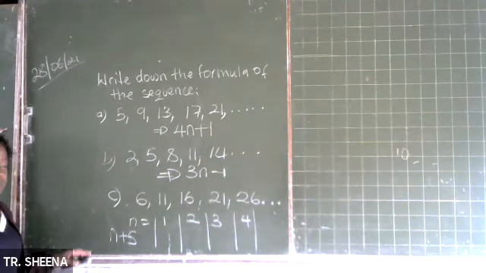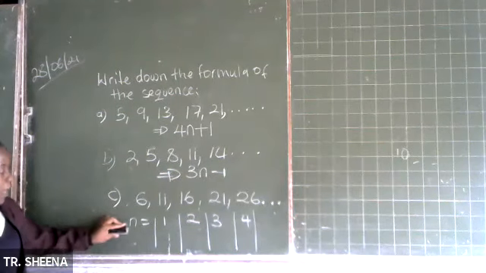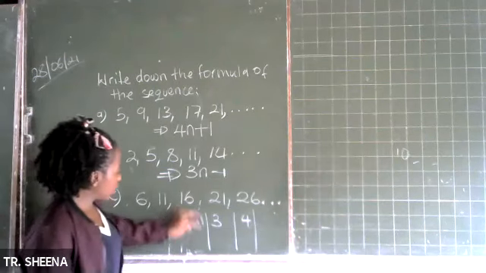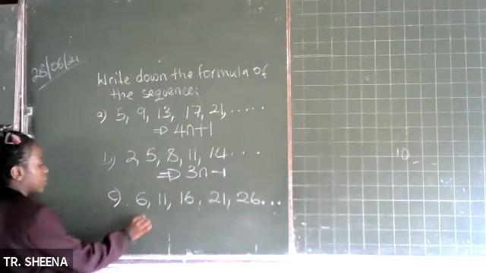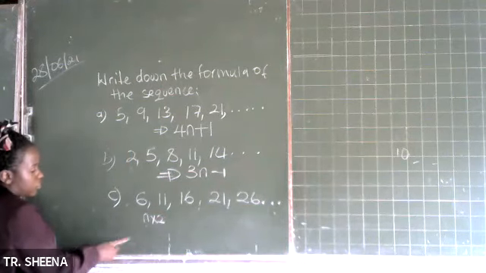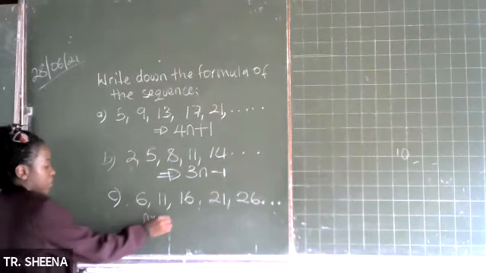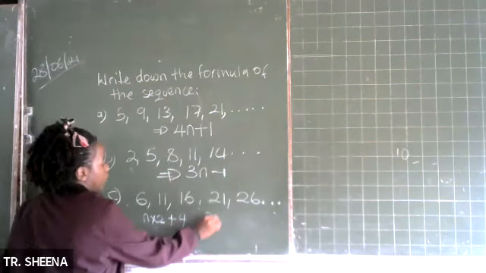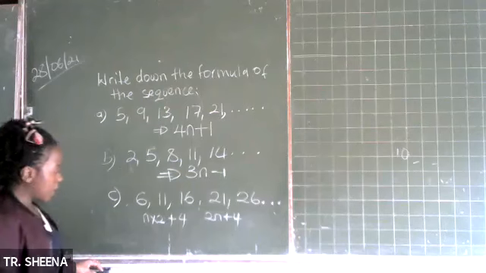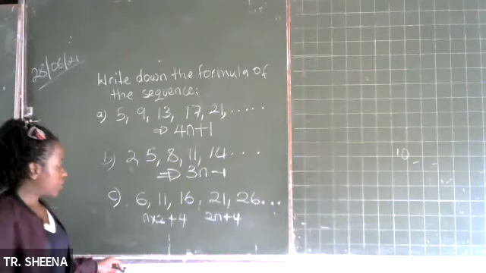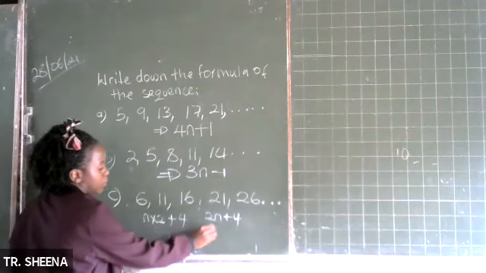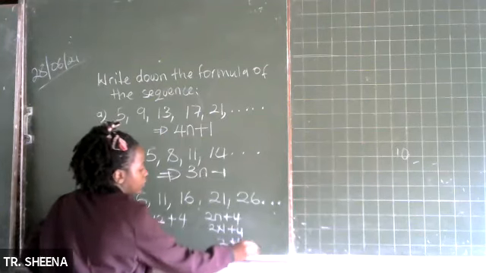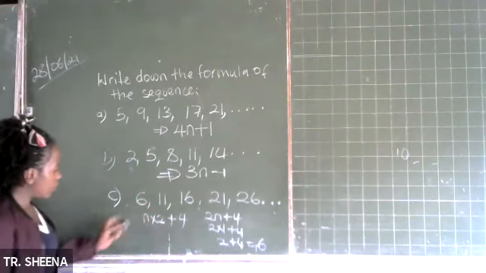So if you realize you don't get 11, then you throw away that formula and you keep modifying and modifying. You can try maybe n times 2. It will be 2n, and maybe plus 4. So that would be 2n plus 4. You ask yourself, can it work for all? When you put n equal to 1, you have 2 times 1 plus 4, which is 2 plus 4, which is 6. So you see, it works for the first term.